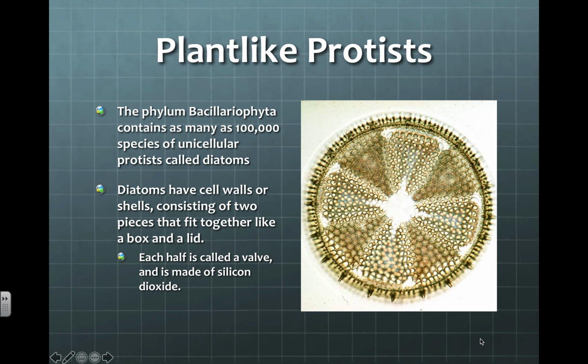Diatoms have a huge importance, not only in the environment as part of the food chain, but also for commercial uses as well. One of the cool things about them is they have a cell wall or shell. It's sort of called the same thing. I tend to call it a cell wall as opposed to a shell. It's sort of like a box in that you have a lid and then a smaller portion that fits within that. Each half is called a valve. Each valve is made of silicon dioxide.